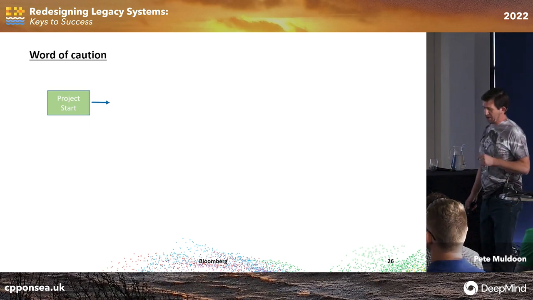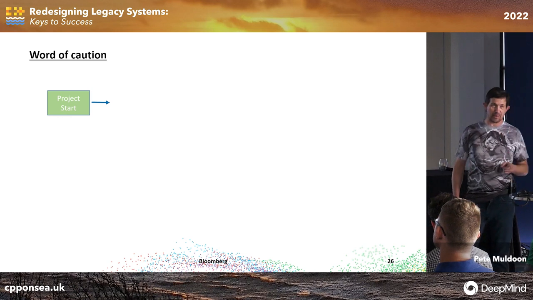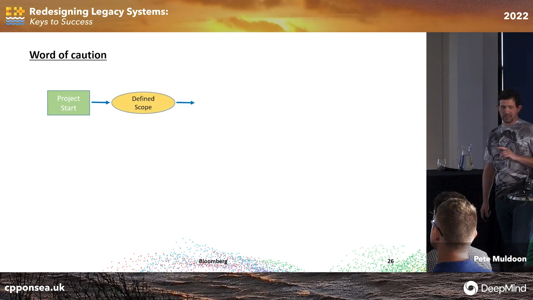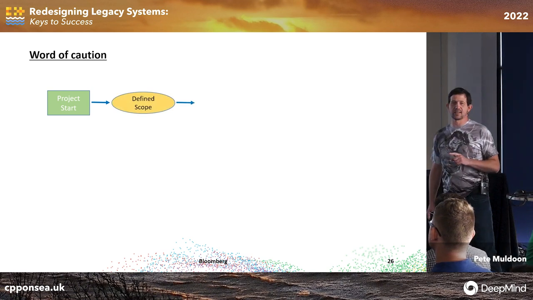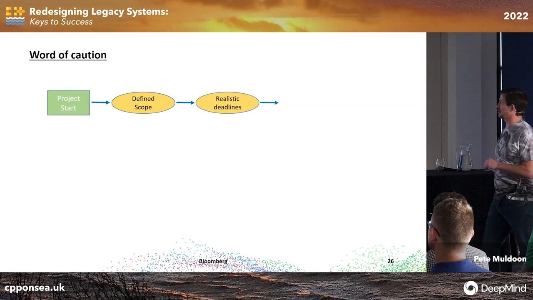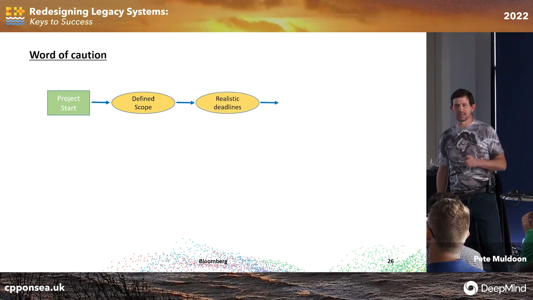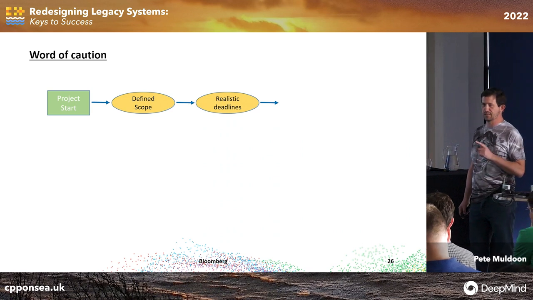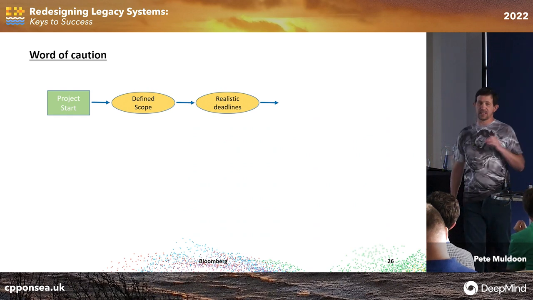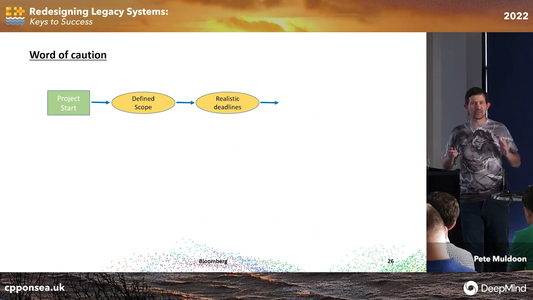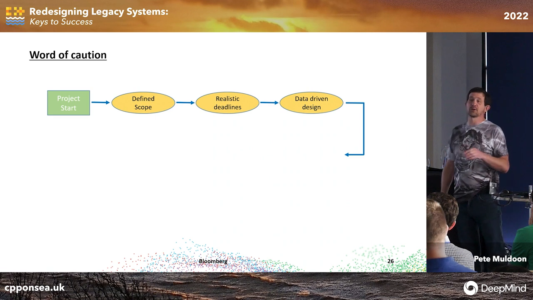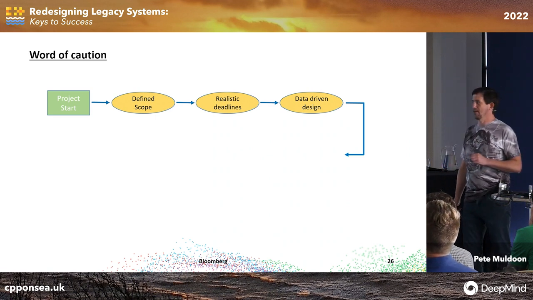So let's go back to where we have a project start, and maybe we follow this path, right? And I'll give you a timeline. So in the beginning, what we've done is we've looked at the problem, right? We have defined scope, and we've done that through data analysis. We have looked at how the current system actually reacts and where the problems are. From that, we should be able to get realistic deadlines if you really carve out the proper scope. Leave very little detail sitting around. Now you'll have your data-driven design. Okay?